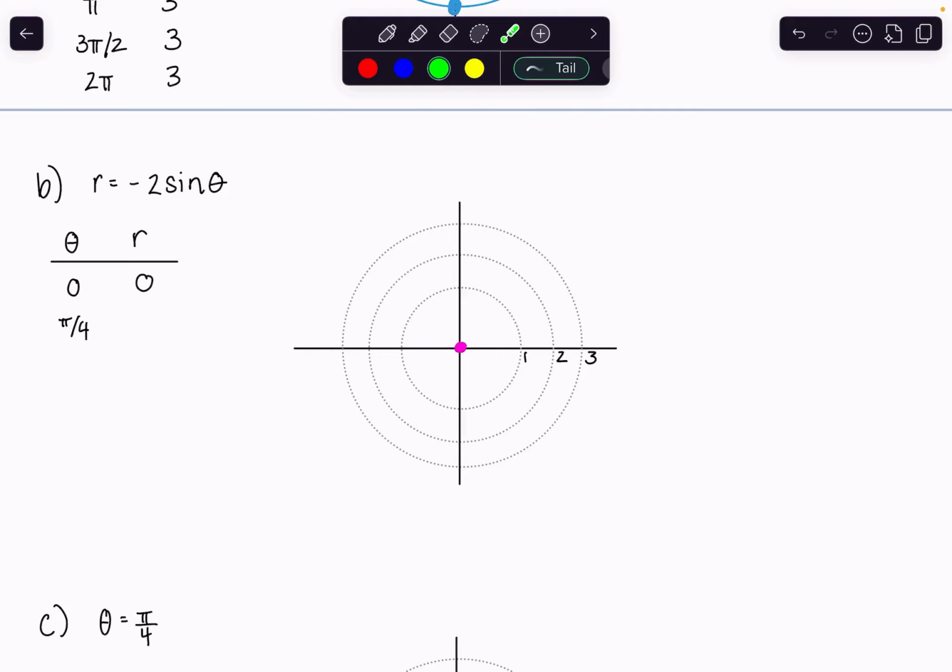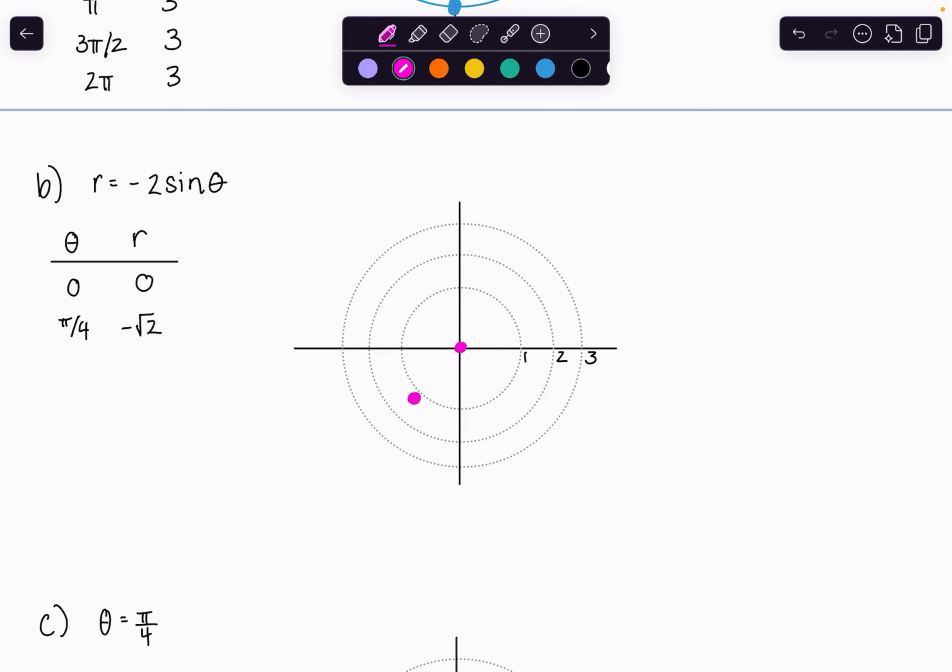So if I plug in pi over 4, sine of pi over 4 would be root 2 over 2. Multiplying that by -2 gives you negative root 2. So that's about 1.4. So I'd plot the 45-degree angle, but my radius is negative, so that tells me to shoot through the pole, and it lands back here. So this would be roughly our point for pi over 4.